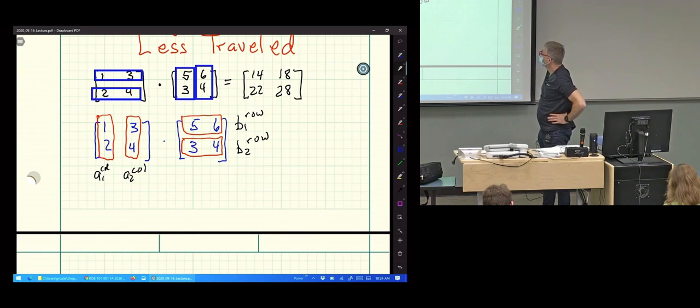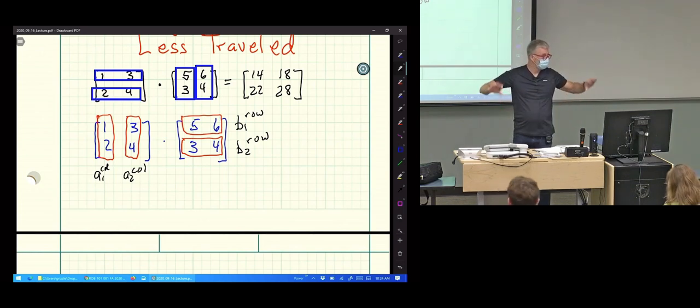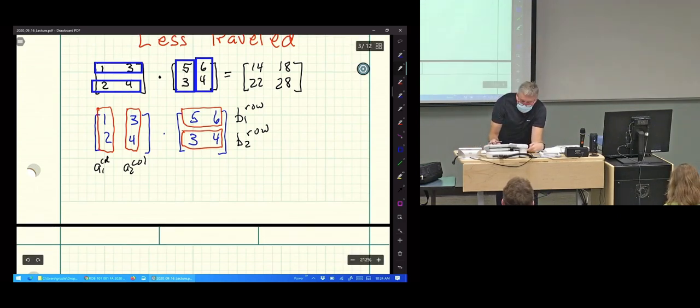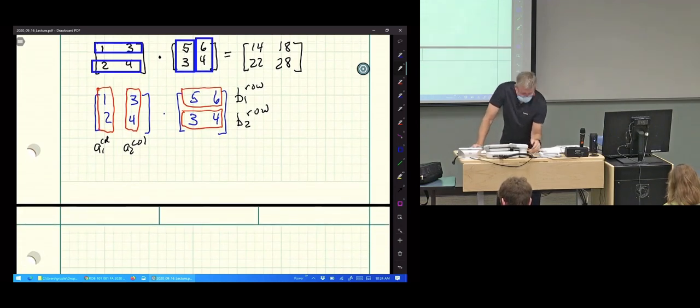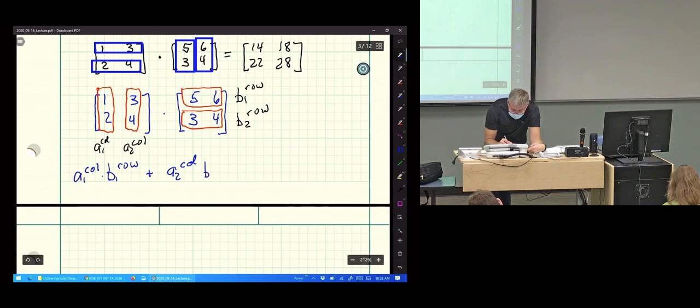Okay, so I want to give everybody a chance to get to this point, because we're going to do Shazam, something magic. Okay, we're going to do something magic here. So there's our matrix, and using our standard rows times columns. What I want us to do right now is to form A1 column times B1 row plus A2 column times B2 row.